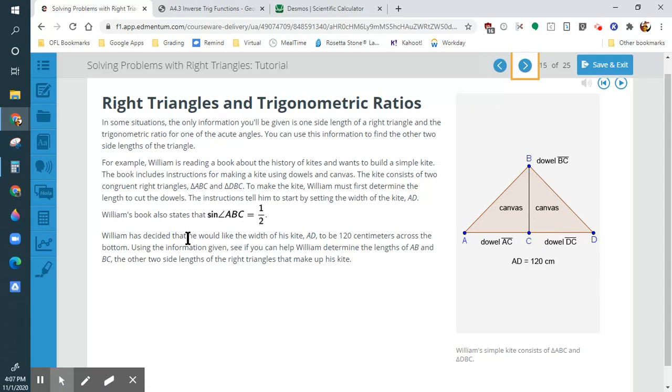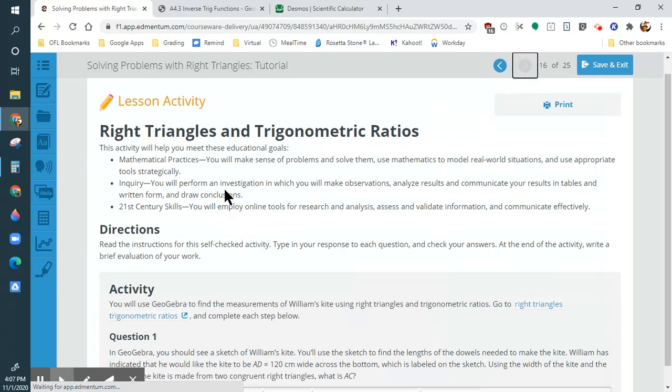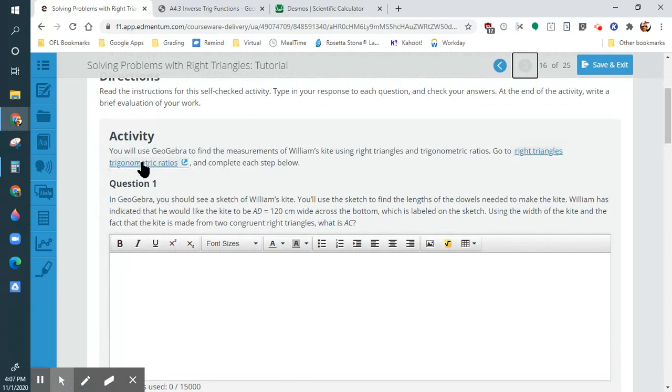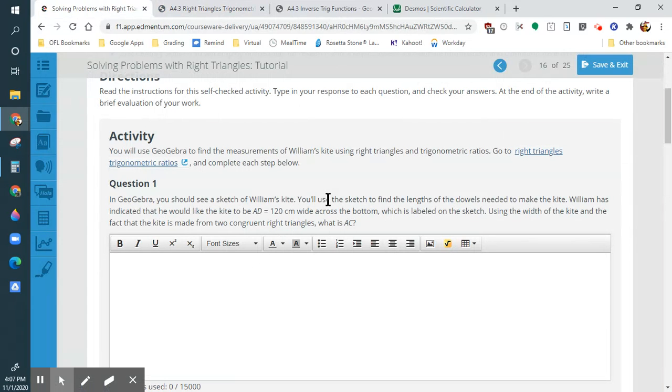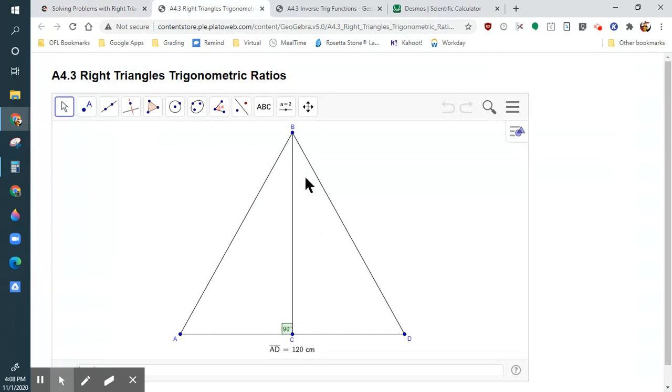All right, so here we're going to be able to use trig functions to solve for given sides. So let's move on to the next activity. Let's write trigonometric ratios. In the GeoGebra sketch, AD is 120, already established. They will sketch using the width of the kite. Find two congruent right angles. What is AC? So we need to find AC.